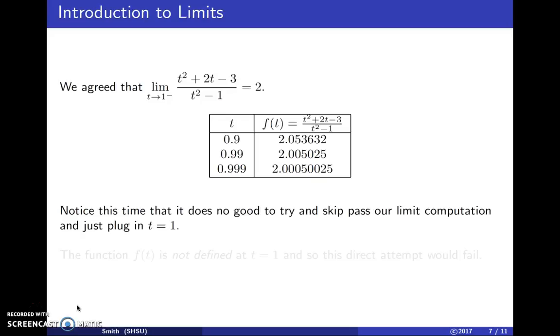Notice this time that it does no good to try and skip past our limit computation and just plug in t equals 1. The function f of t is not defined at t equals 1 because the denominator is 0. So we couldn't plug in a 1 for t and get 2. That's not going to happen. This direct attempt would fail here. We have to plug in some values near 1.